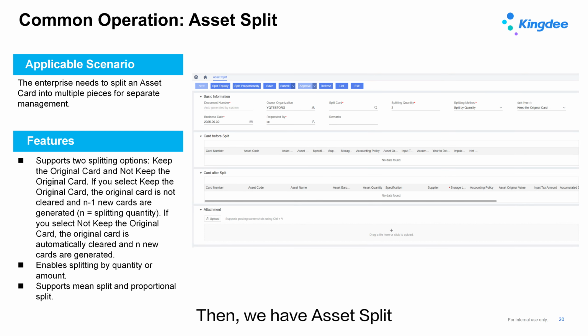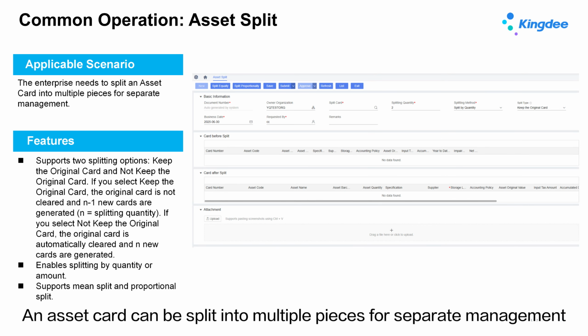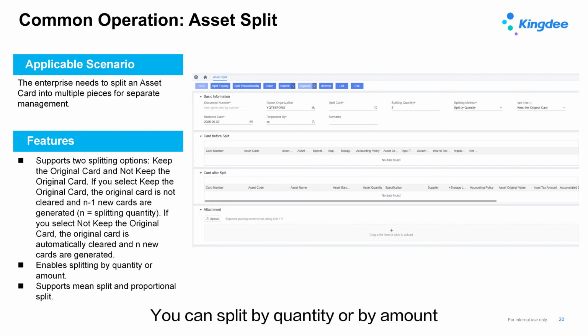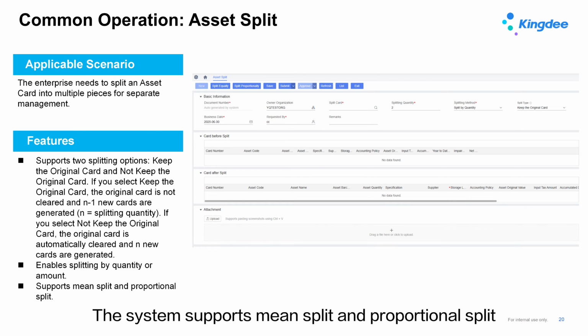Then, we have asset split. An asset card can be split into multiple pieces for separate management. The system supports two splitting options: keep the original card and not keep the original card. You can split by quantity or by amount. The system supports mean split and proportional split.